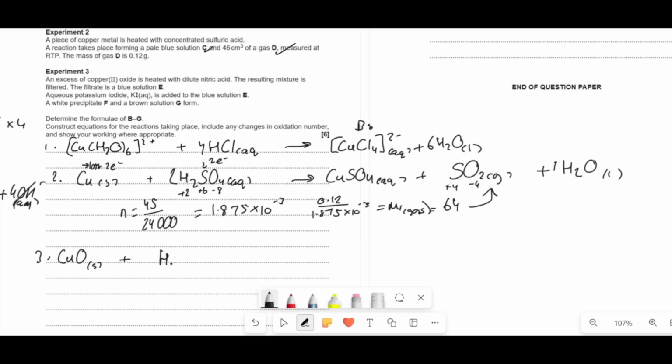So we know that it's reacting with HNO3. Don't know how many, don't know what's going on, just thinking about it just like that. The resulting mixture is filtered, and then we get a blue solution. So if we're making a blue solution, the oxidation state of copper must be Cu2+.